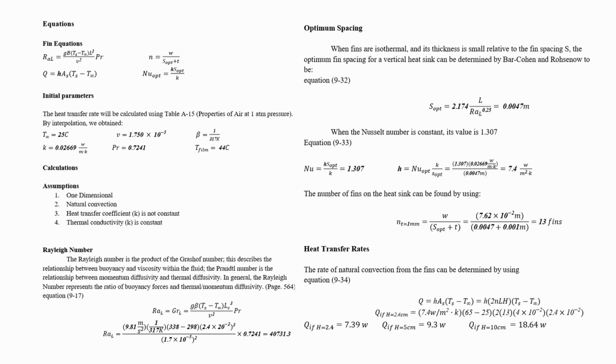And our assumptions were one-dimensional natural convection. Since we have no external force or forced air, heat transfer coefficient h is not constant, and thermal conductivity k is constant. And here, for the Rayleigh number, we just substituted the numbers that we have, most of which were from the table and from the assumption. The only one that we did not have was h, and we solved for it here by getting the Nusselt number. And here we just give the number of fins, that way we can submit it to our final equation.